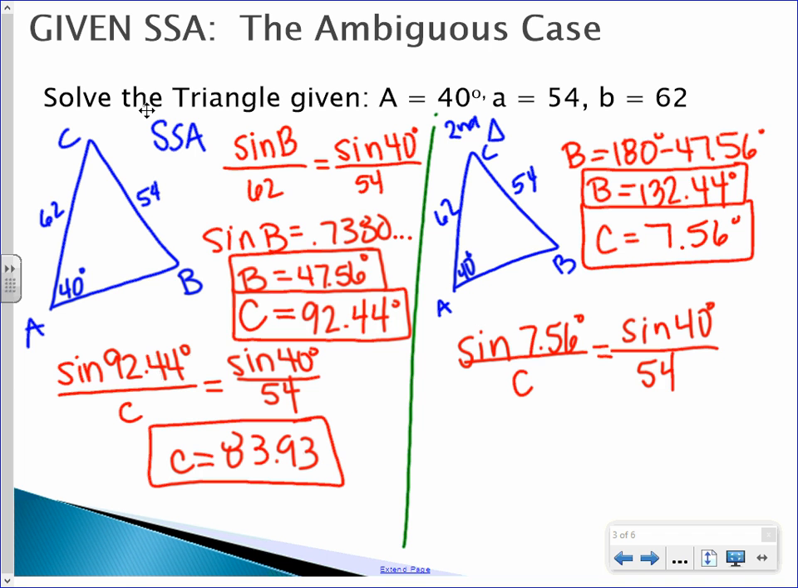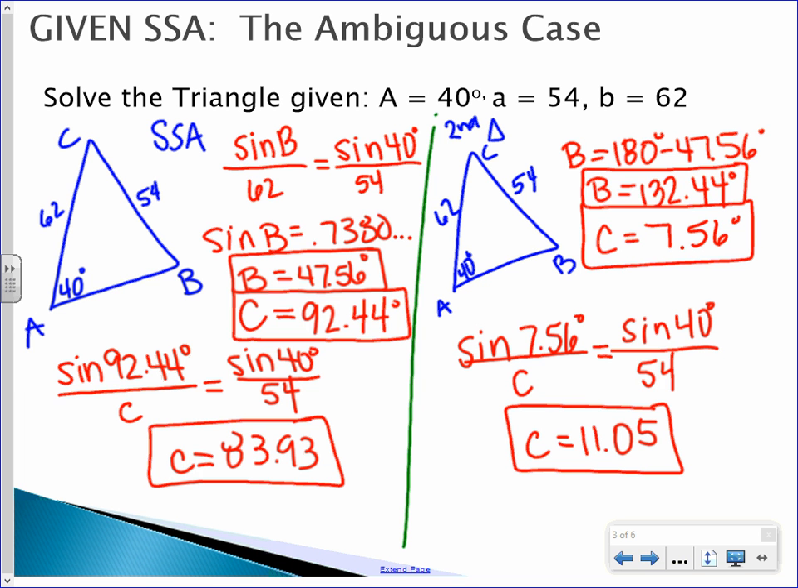11.05. Do we agree? Something else we want to keep in mind: do our answers seem legitimate? Over here in our first triangle, is our smallest angle across from our smallest side? Is our biggest angle across from our biggest side? And are they reasonable?